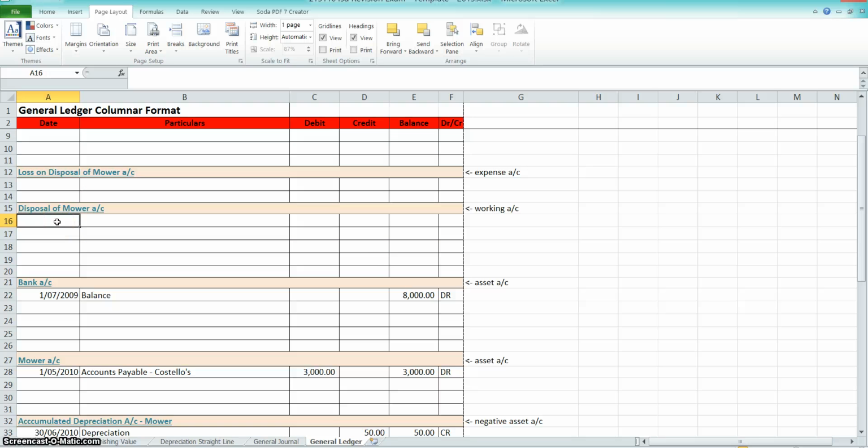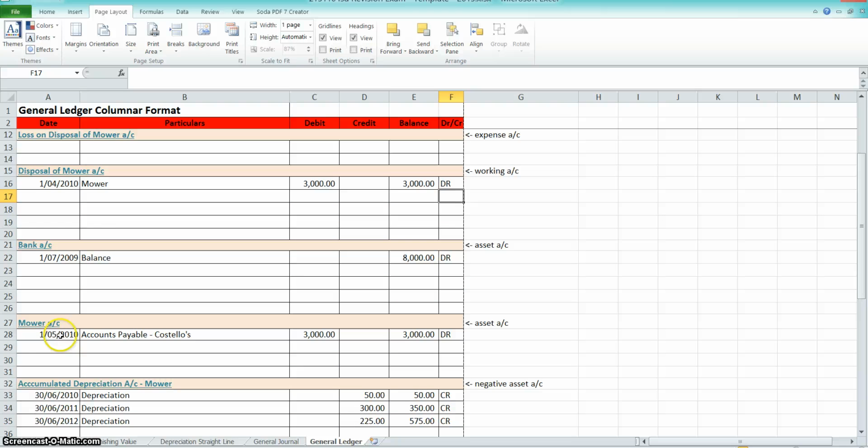So let's do that. So here's our disposal of mower on the 1st of 4th, 2012. Mower. So that's our $3,000 debit. And then we'll go down to this mower account, 1st of the 4th, 2012. Disposal of mower, which is equal to this credit here, which will leave us with a balance of nothing. So when we've got a debit and we credit the account, we take it away. Well, it's just nothing. So now we're back at nil for that balance. And that's all you have to do for that step.